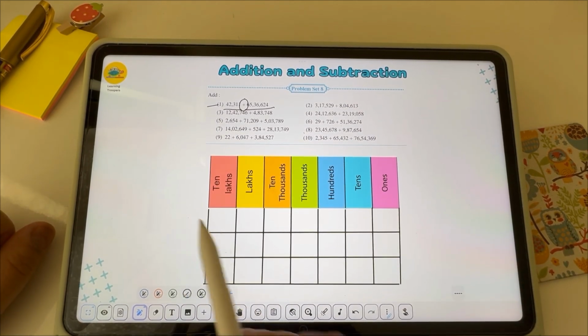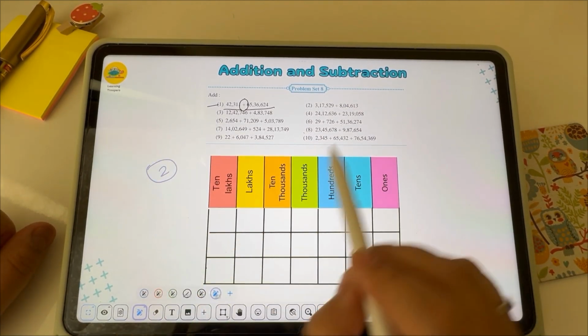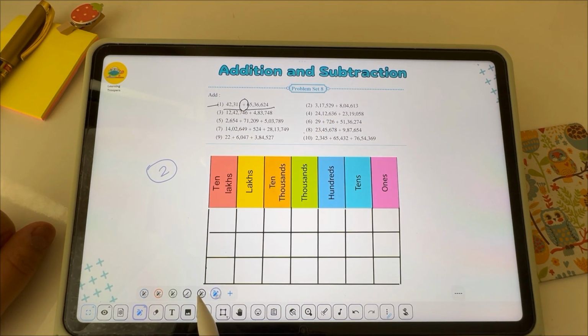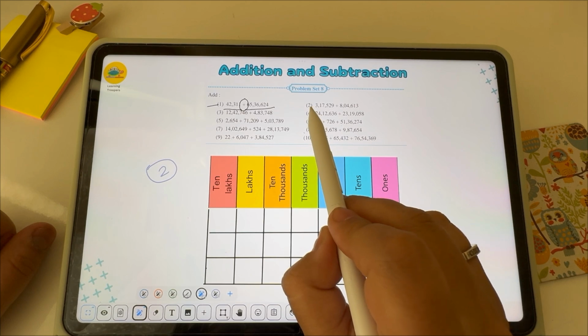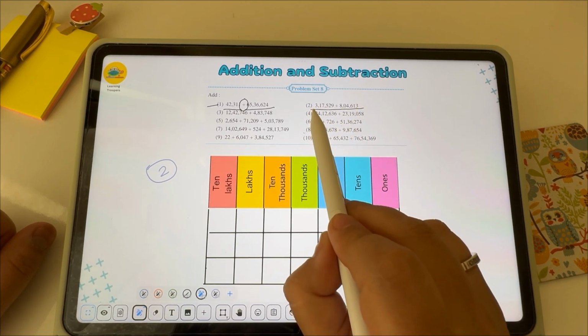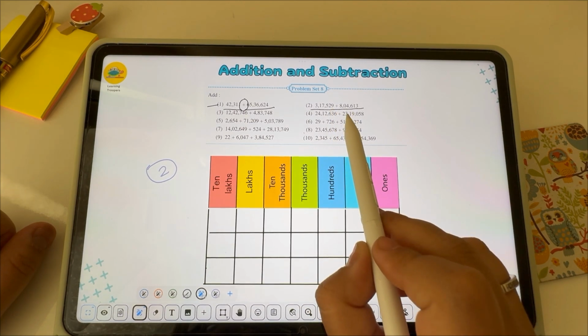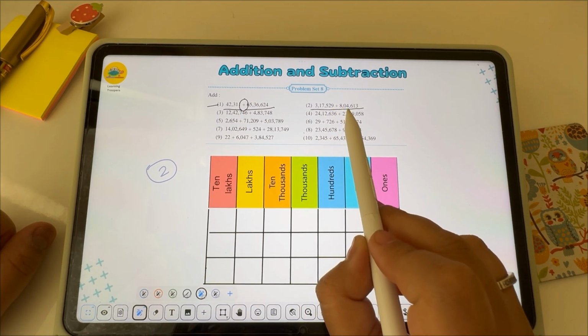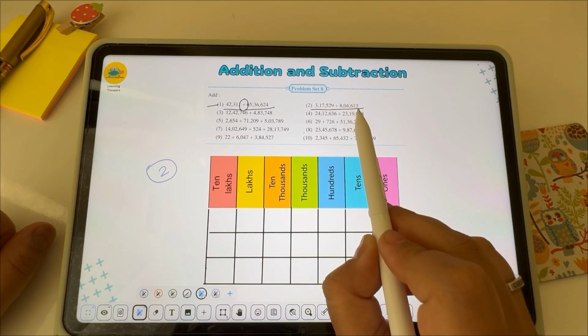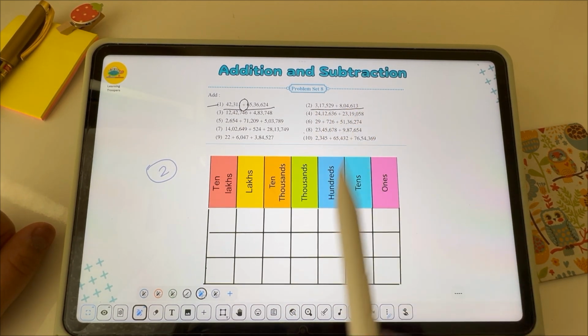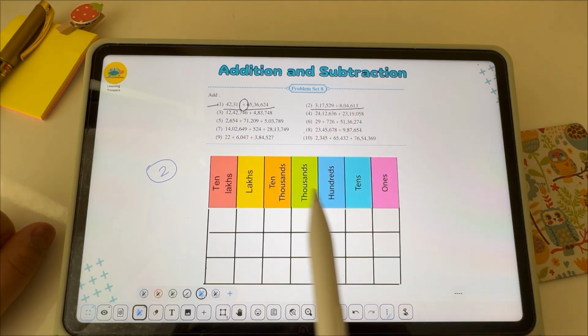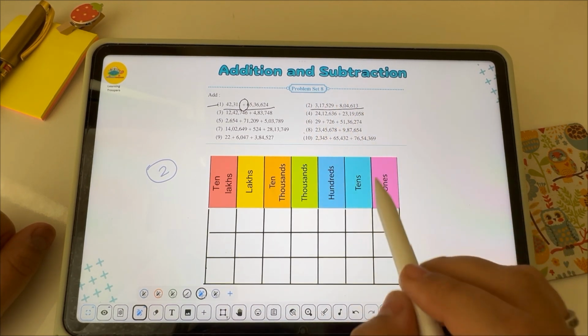Now let's look at the second problem. Second problem में क्या दिया हुआ है? 3,17,529 plus 8,04,613. This is our sum. So let's write that down.